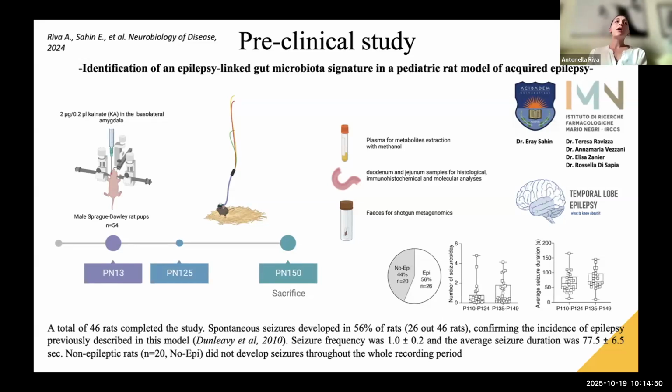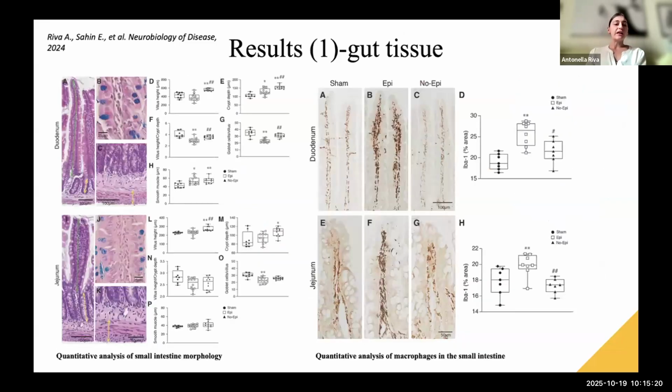So our question was whether there is something protective that allows them not to develop epilepsy, to be in a certain way protective against seizures. In this case, we collected plasma samples from the blood of the animals, feces, and also, at the sacrifice, sections of the duodenum and the jejunum. So from the anatomical histopathological analysis, you can see here sections of duodenum and jejunum.